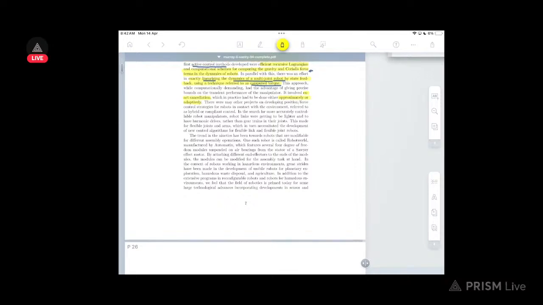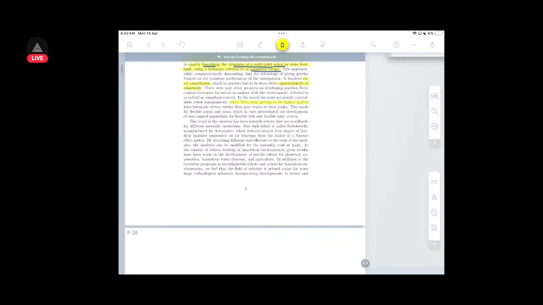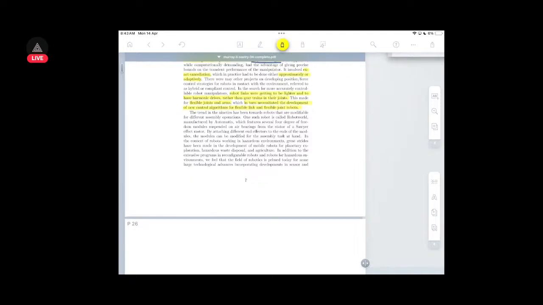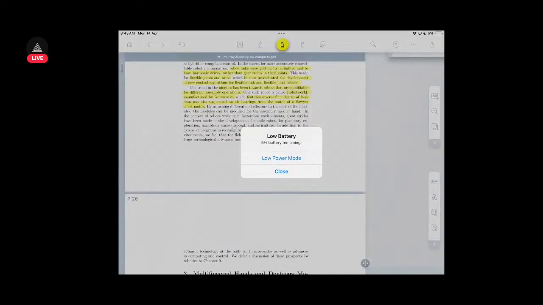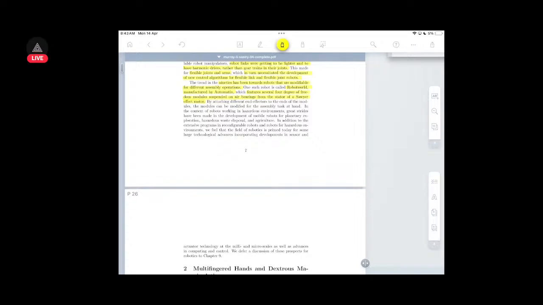Robot links were getting to be lighter and to have harmonic drives rather than gear trains in their joints. So this made for flexible joints and arms, which in turn necessitated the development of new algorithms for flexible link and flexible joint robots. In the 90s, robots had been modified for different assembly operations. Robot World, manufactured by Automatix, featured several 4 degrees of freedom modules suspended in air with a Sawyer effect motor. Modules could be modified for the assembly task at hand.